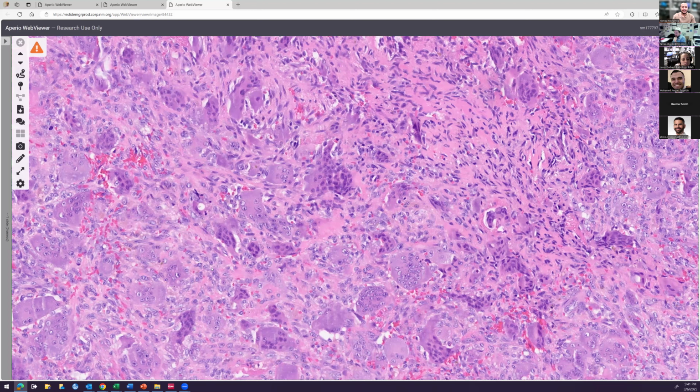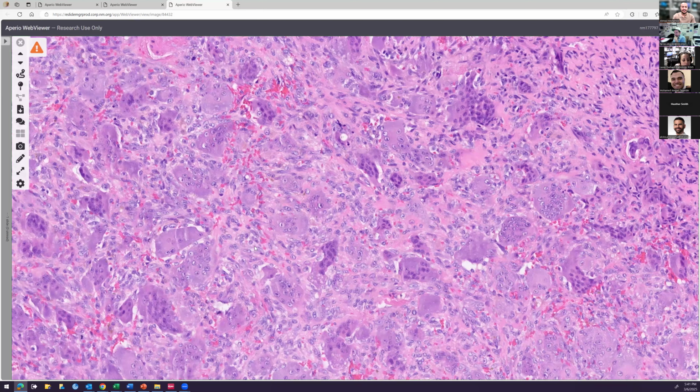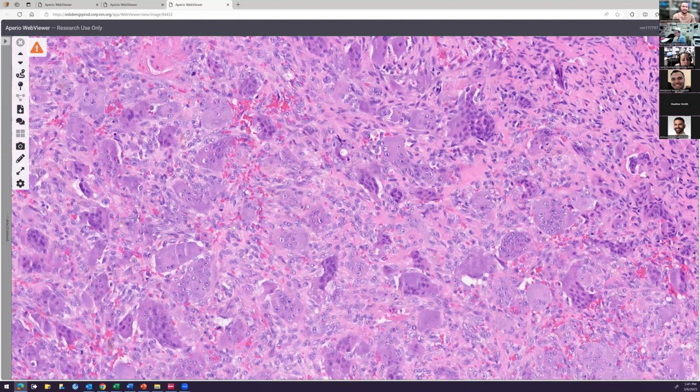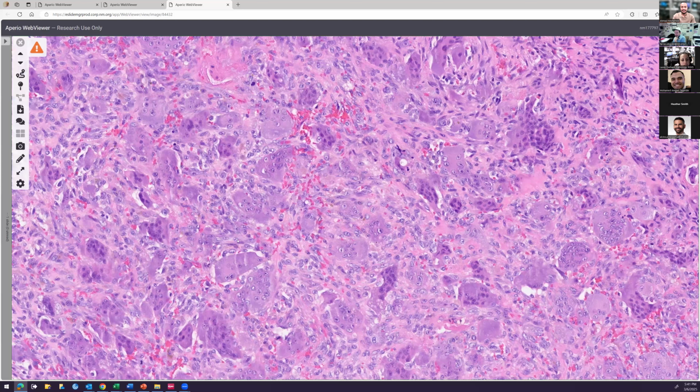Right? So just to cut to the chase, what do you think this is? Let's say we were in the bone. What would you call it? Giant cell tumor of bone? Right, a giant cell tumor of bone, right? Exactly. So you have this high density of giant cells here.